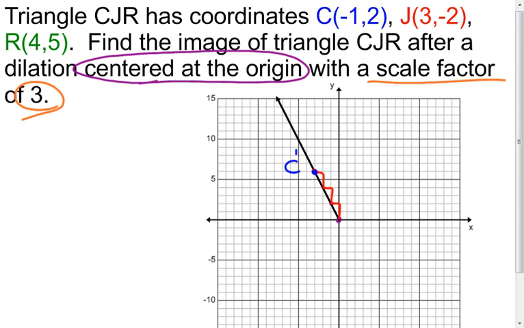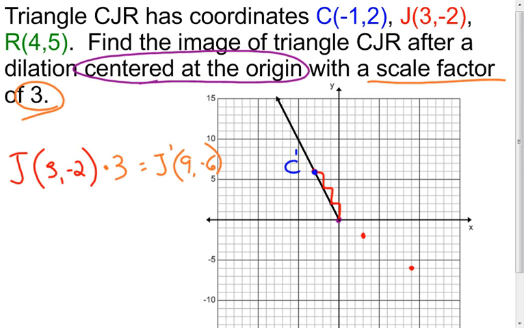Now another way to look at it, being I have the origin as the center, I can take my J, which is at (3, -2), and being the scale factor is 3, this isn't the proper notation, but I'm just going to multiply both of those coordinates by 3. And then I'm going to end up with my J prime, which is going to be at (9, -6). So if I plot that one, J was at (3, -2), excuse me. And then J prime is at (9, -6).